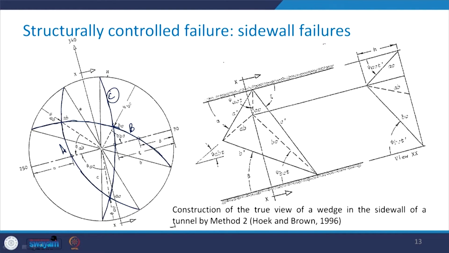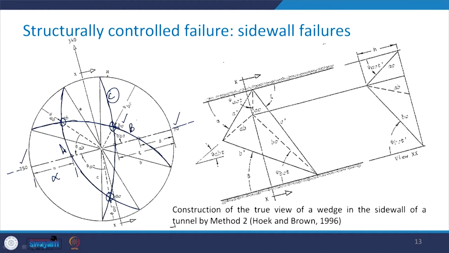B and C intersecting here, so this point is being represented by BC. This is AC and here this is AB. Now how to determine these apparent dips? You see that the tunnel axis is running in this direction, 250 to 70 degrees. Wherever this intersects the great circle A, this angular distance is alpha.